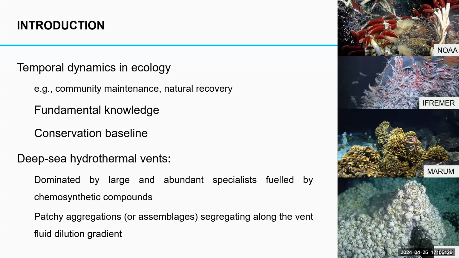Deep sea hydrothermal vents are dominated by large and abundant specialists fueled by chemosynthetic compounds. And they exhibit patchy aggregations or assemblages that segregate along the vent fluid dilution gradient according to their tolerance to toxicity, trophic needs, and so on. So that makes these communities, because they're quite patchy and we can see some large megafauna, as you can see here on the screen, ideal for imagery monitoring, basically.